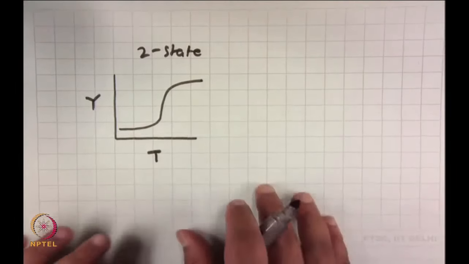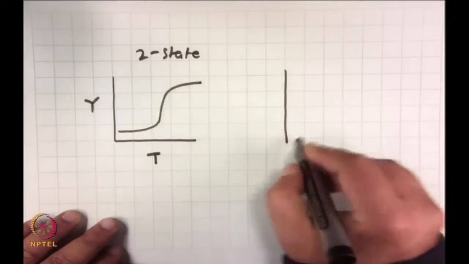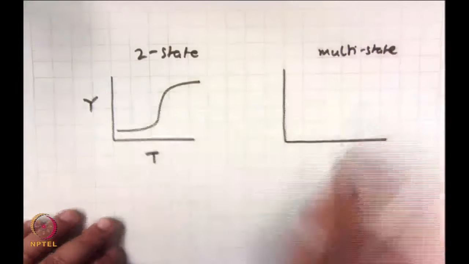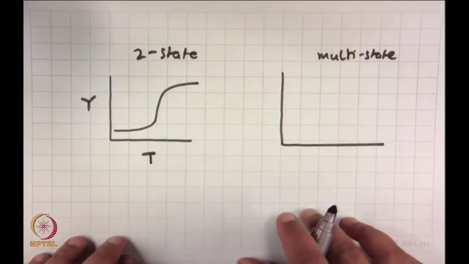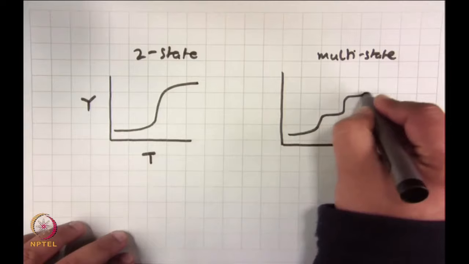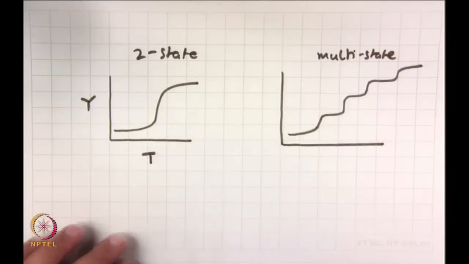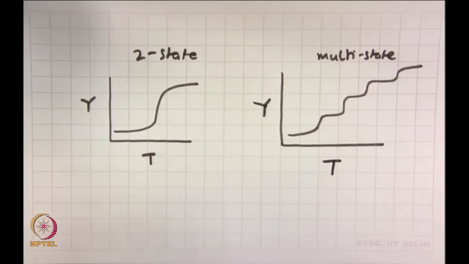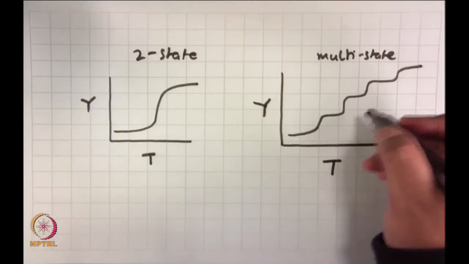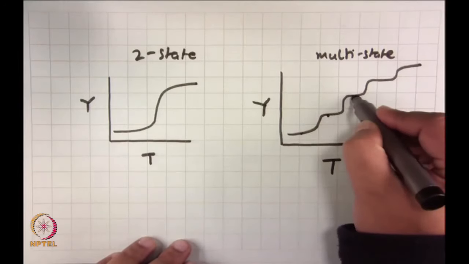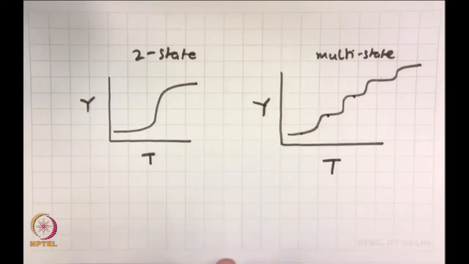Now, if you have more states, if it is a multi state transition, then it might happen that you have transitions which look like this and so on. If you have transitions like this, you can always see what happens. From here to here is one state, from here to here is another state, from here to here is another state. That means you are looking at different intermediates and finally you go to your denatured state.